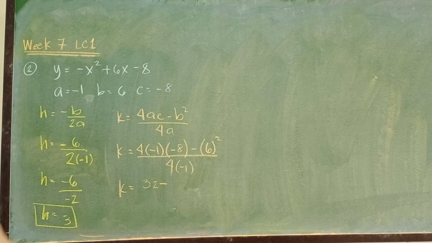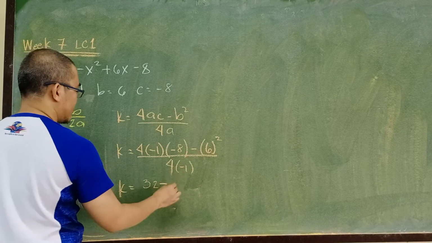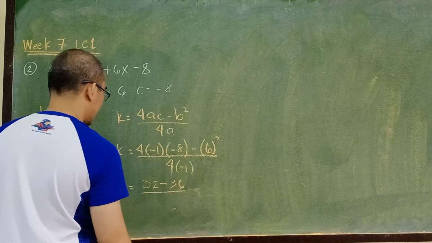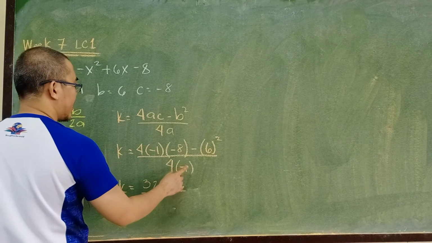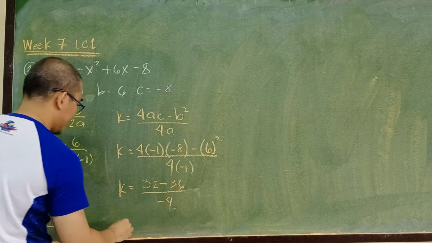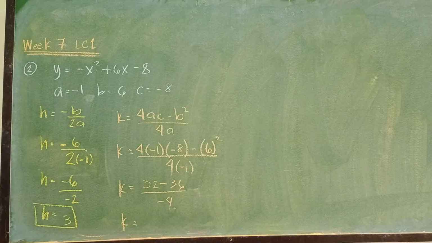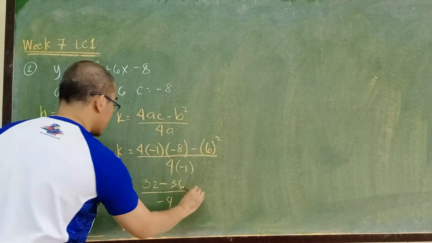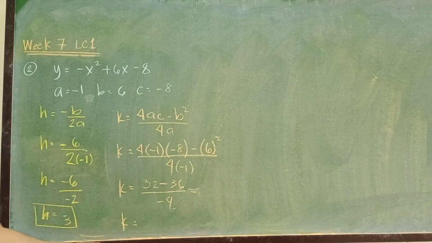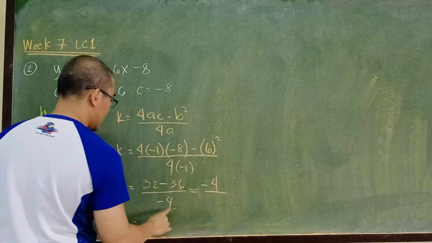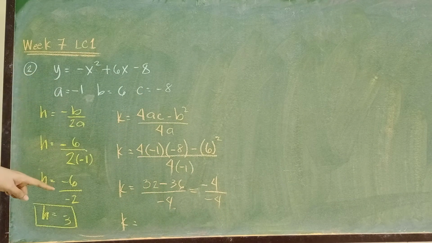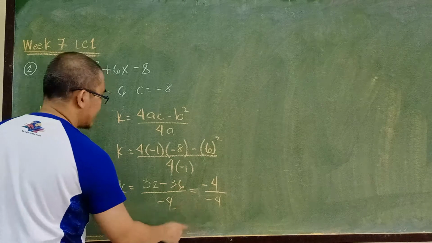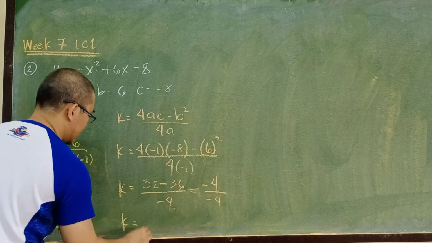Minus 6 squared. 6 times 6 is 36. Over 32 minus 36 over 4 times negative 1, this is negative 4. Next, 32 minus 36, that is negative 4 over negative 4. Now, negative 4 divided by negative 4, this is simply 1.